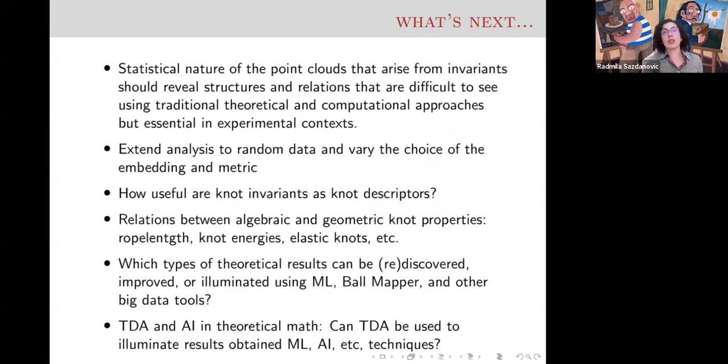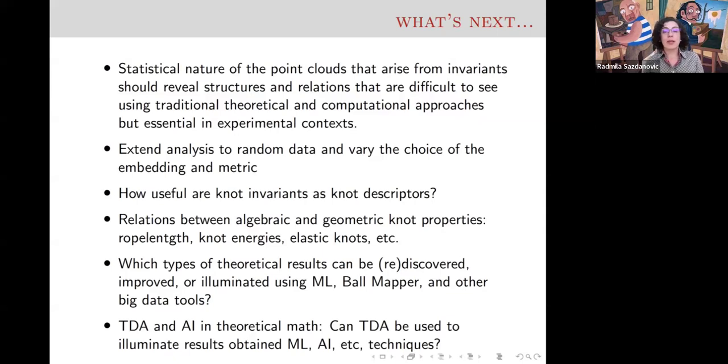And then what's next? There's a huge lack of statistical analysis of knots. There's recent work of Adam Lorenz and his collaborators, and on the geometric side, other people who talk about average values or distributions of values of knot invariants. But again, I claim that this statistical or global nature of these point clouds could provide valuable insights.